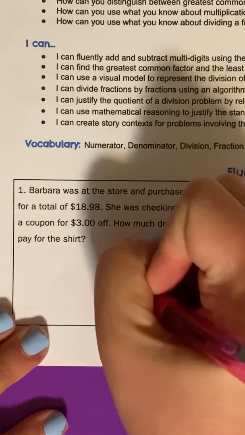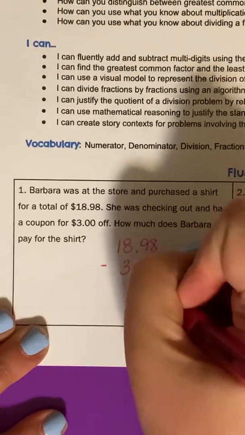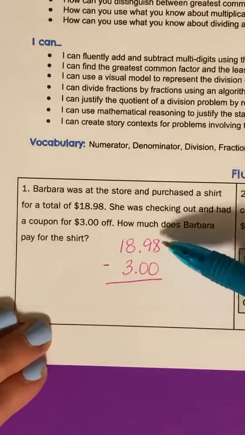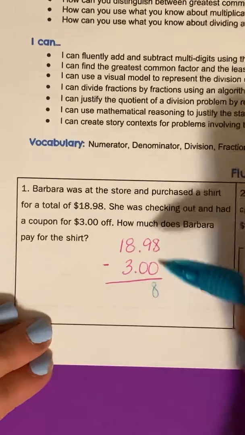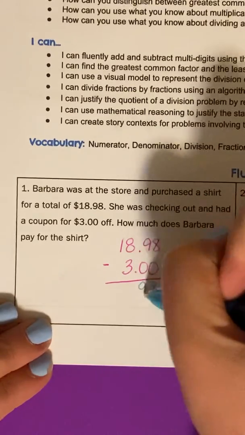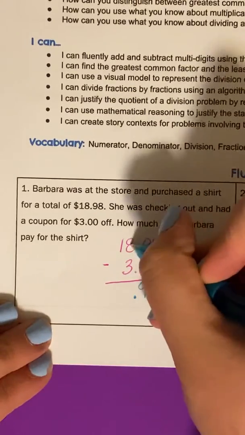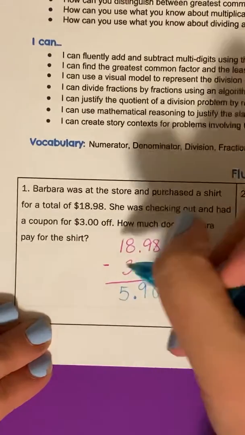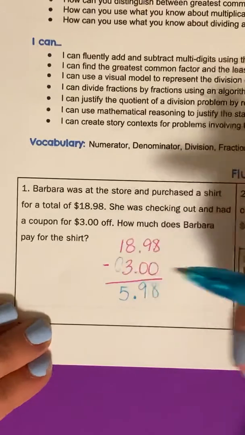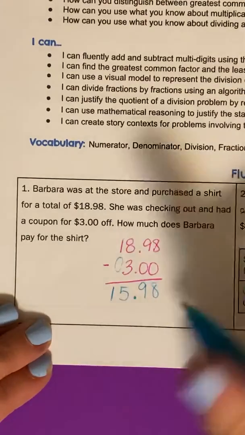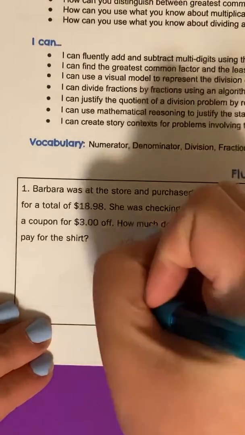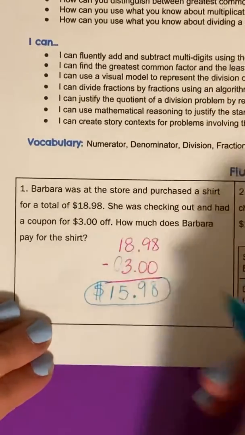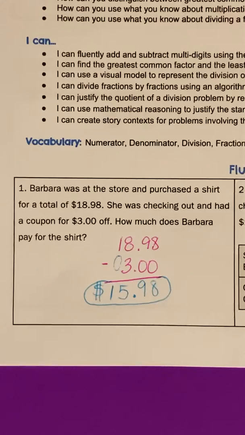$18.98 minus $3. So let's see how much she pays for the shirt. 8 minus 0 is 8. 9 minus 0 is 9. Drop your decimal. 8 minus 3 is 5. 1 minus 0, remember we have a placeholder 0 here, is 1. So she's going to pay $15.98.